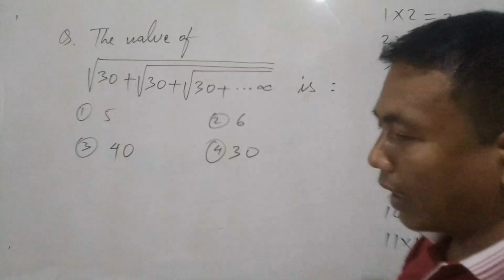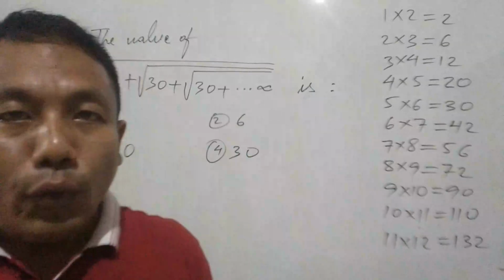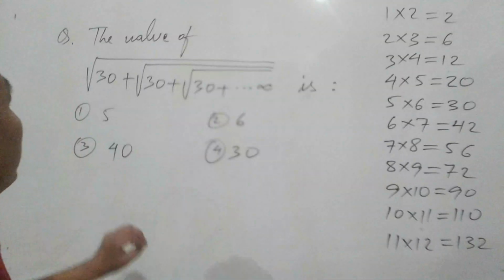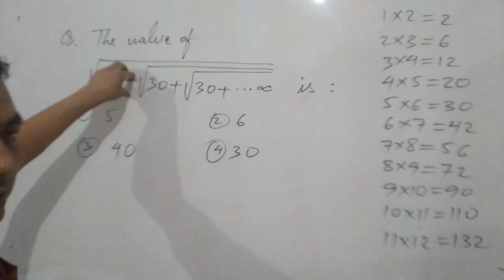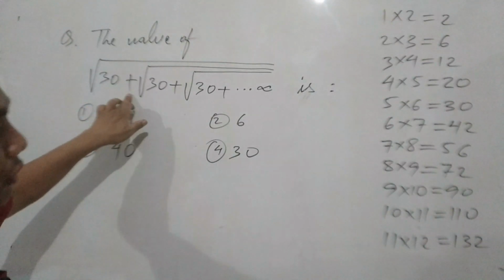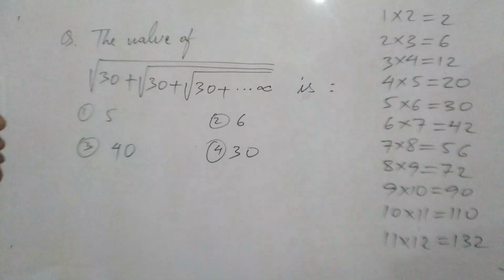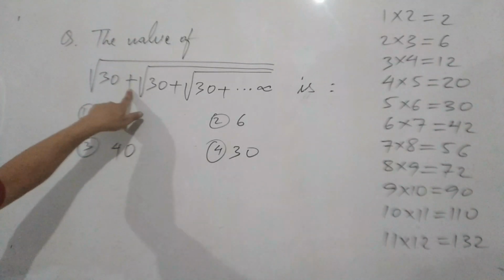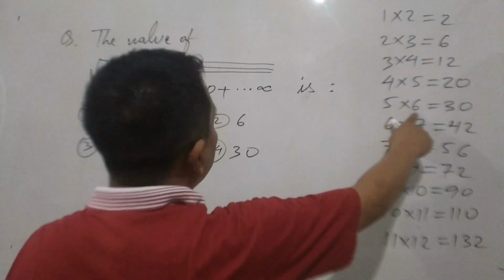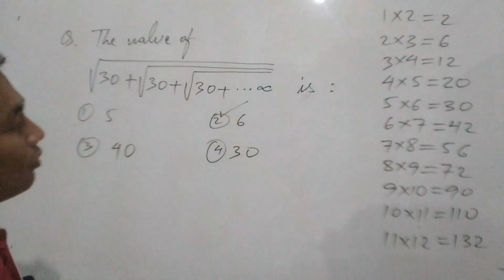Now, to select the answer, we have to check the sign in between. The sign in between here is plus. If we have plus in between, select the bigger number. If we have minus in between, select the smaller number. Here we have plus, therefore the bigger number, 6, is the answer. That's how to get the answer.